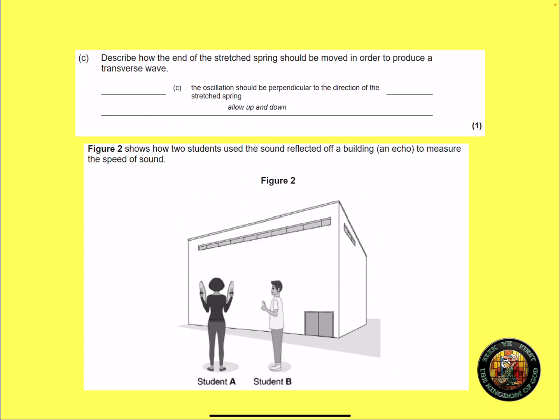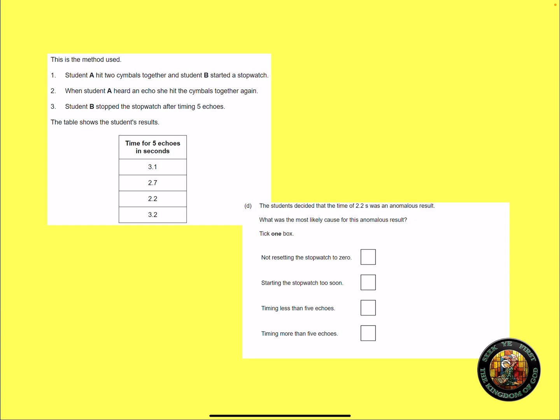Okay, so there you go. Allow up and down also. Figure 2 shows how 2 students use the sound reflected off a building, an echo, to measure the speed of sound. Here are some questions for you to do. Okay, let's see how you got on. That's 1 mark.